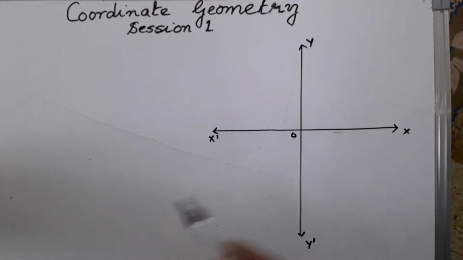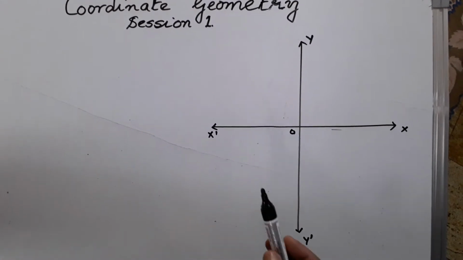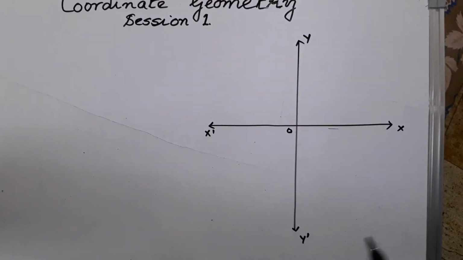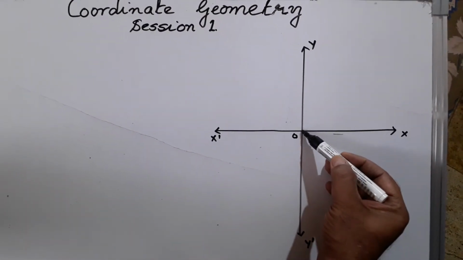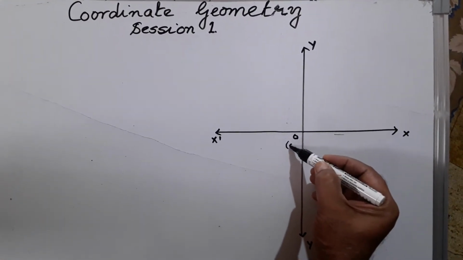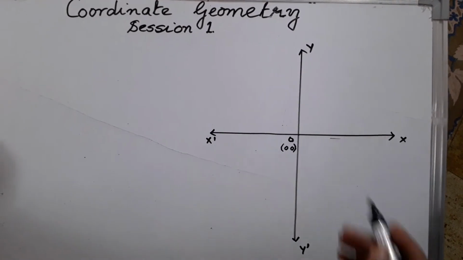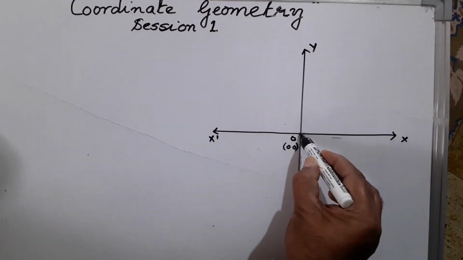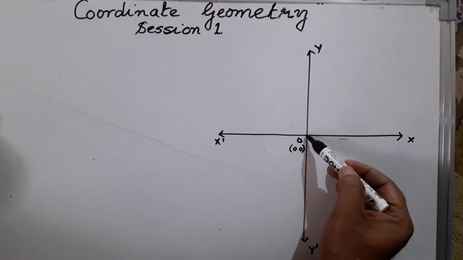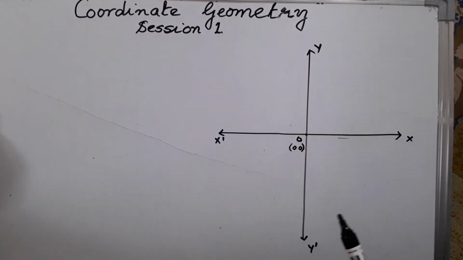XOX dash and YOY dash, or you can also call them the x-axis and the y-axis. They mutually intersect at the point O, which is called the origin, and the coordinates of the origin are 0, 0. The meaning of that is, from the origin O, the x-axis is 0 units away, and from the origin O, the y-axis is 0 units away, under whichever scale you choose.